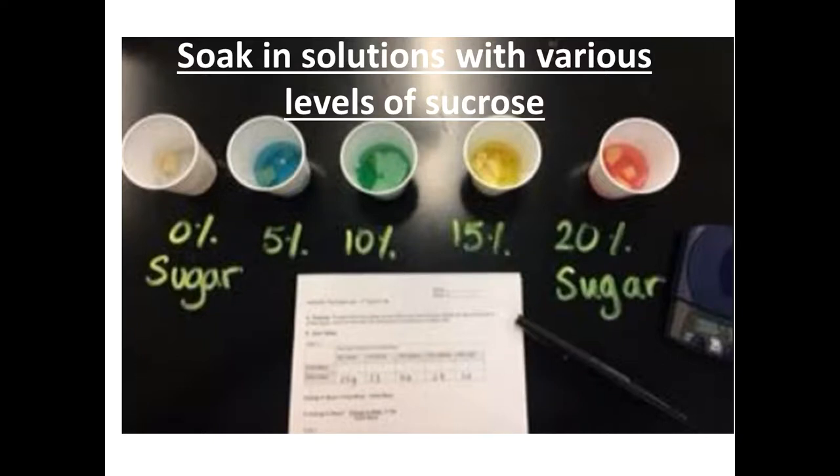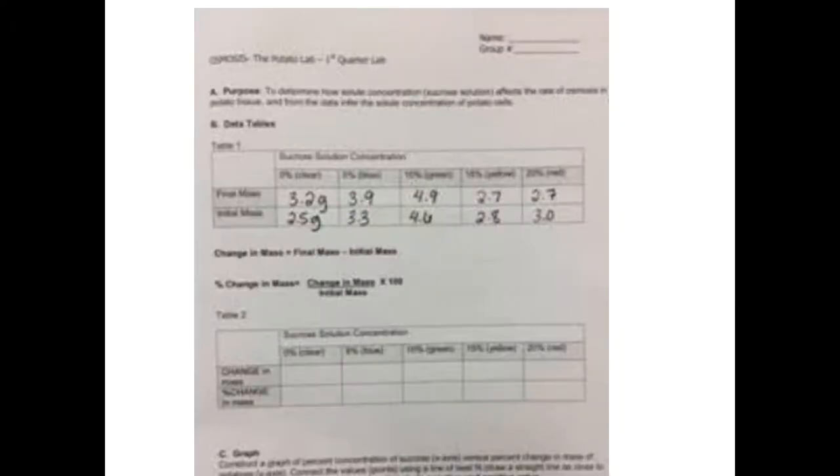Okay, but first, let's go ahead and record our data. So get your sheet out. We're just filling in data table 1. Okay, and this was our data. So all of our initial mass for our potatoes was this. So in the 0% water, we had 2.5 grams. In the 5% sugar, that should have been 0% sugar, sorry.